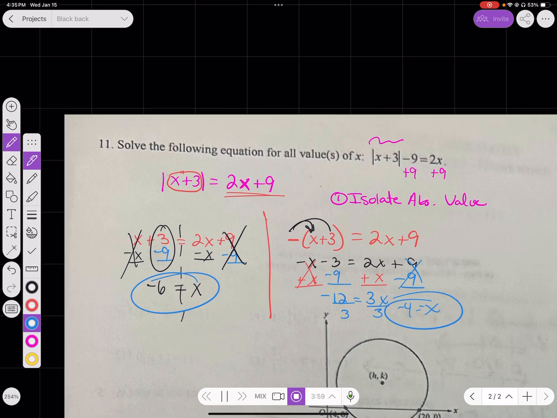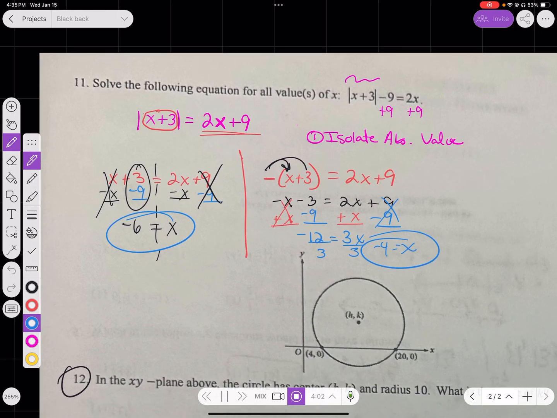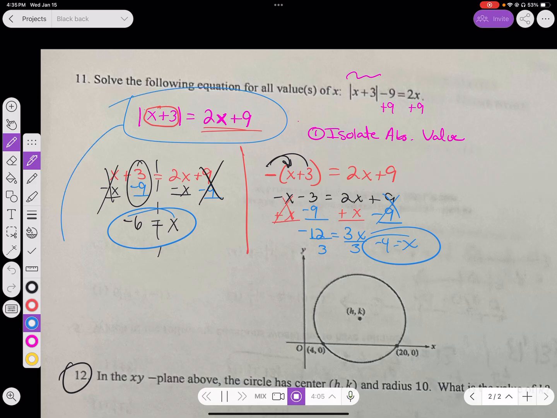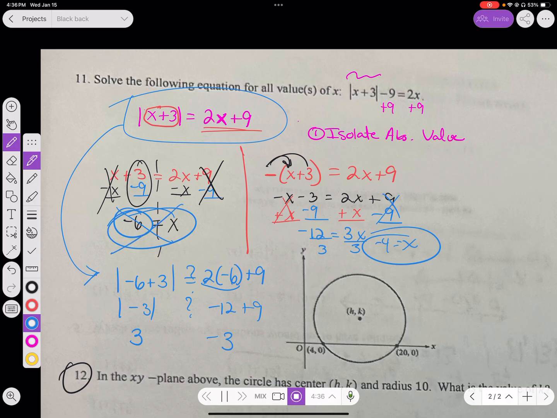Let's go ahead and check those. Once in a while, you get extraneous solutions when you do a problem like this. So here we go. Absolute value of -6 plus 3. I'm testing this first answer here. Does it equal 2 times -6 plus 9? We just replace x with what we think it could be. On the left side, I get -3. Absolute value of -3 is 3. On the right side, I get 2 times -6 plus 9, which is -3. They did not work. -6 is not a solution, even though our math said it was.